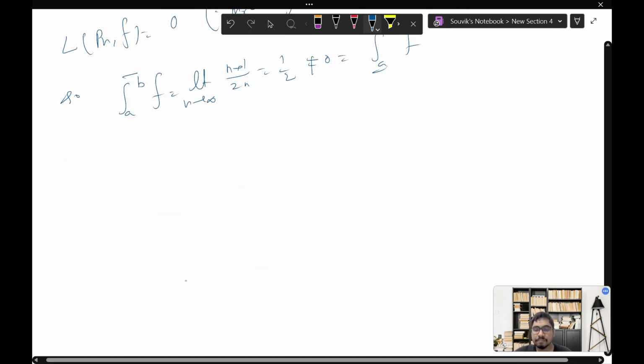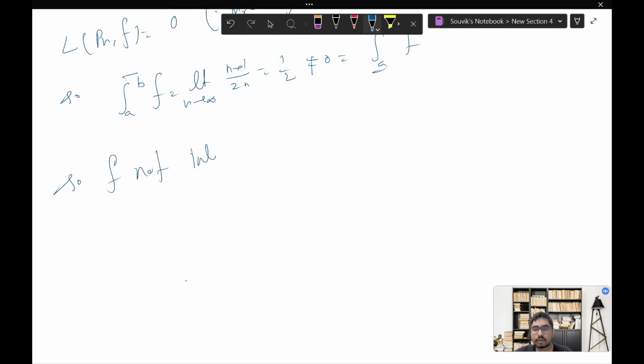Hence f is not integrable on [0, 1]. Yeah, this is what we wanted to check. Okay.